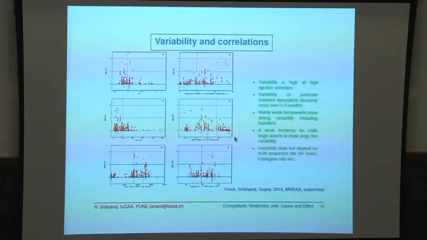Irrespective of whatever the luminosity of the quasar is, whether it is radio loud, radio quiet, X-ray loud, X-ray quiet, the strongest variability time scale is close to 3 years. I think this is the 3 months in the redshift. There is a weak tendency of radio bright quasars to show large variability, and what we found is that variability does not depend on quasar properties.